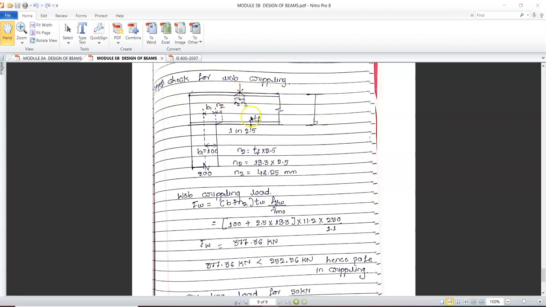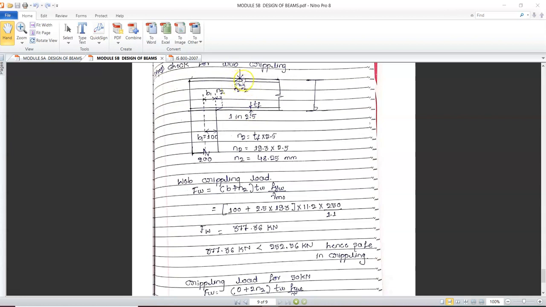Yeah. Now if you ask me why the dispersion is taken on either side here, but only one side here: since this is the end of the beam, there is no dispersion at the other side, the end side. The dispersion is taking place only on the inner side.